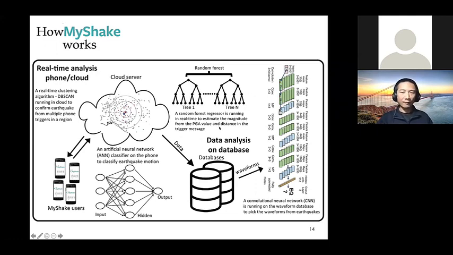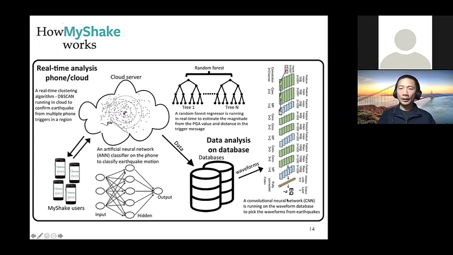Basically, it's a tree-based nonlinear estimation of the magnitude of the earthquake, based on the distance of the phone from the epicenter and also the amplitude of the shaking. At the same time, we save the three-component acceleration data, and these waveforms can be used for other seismological applications, as we already do in traditional seismology.